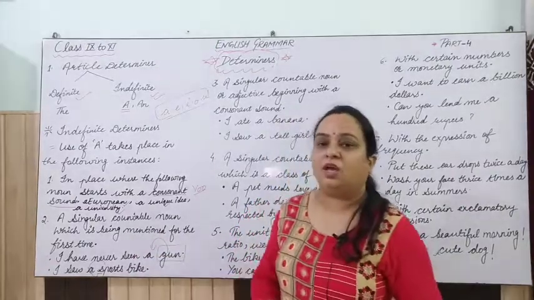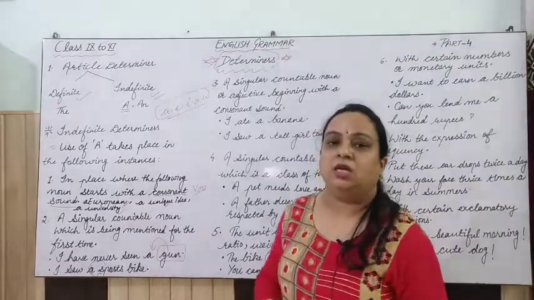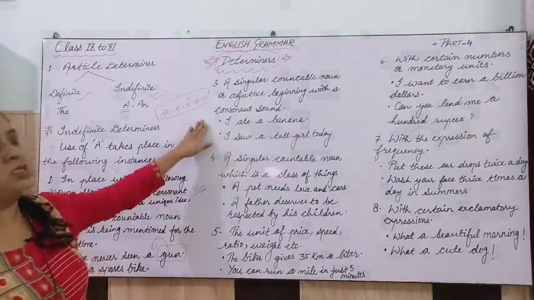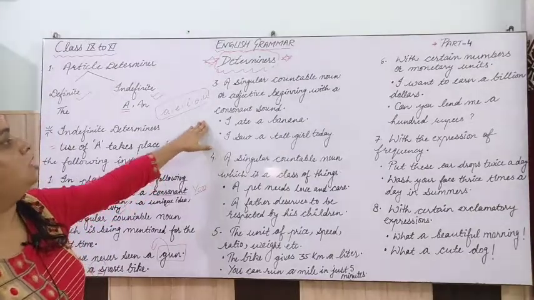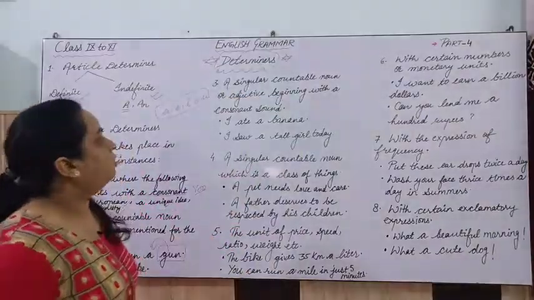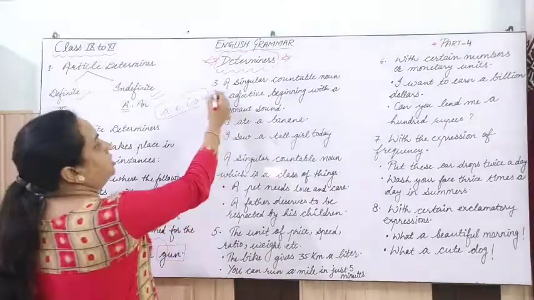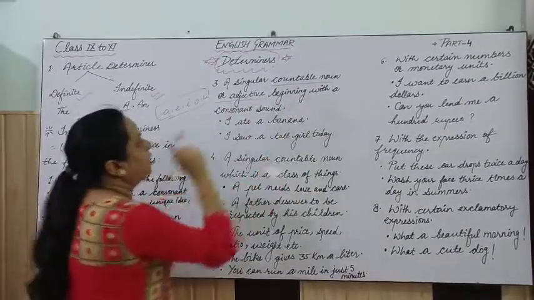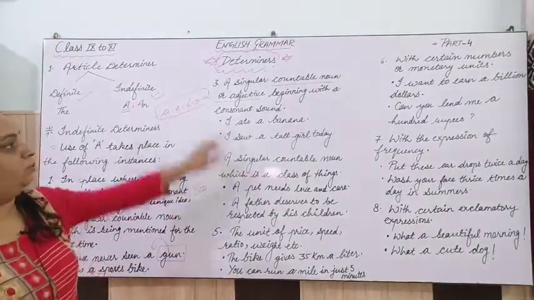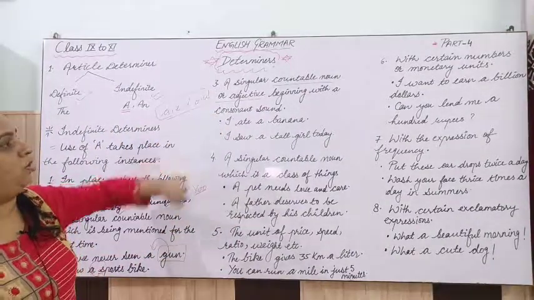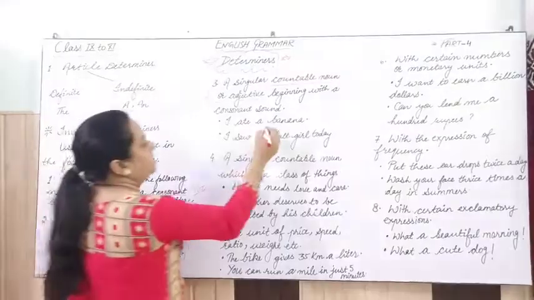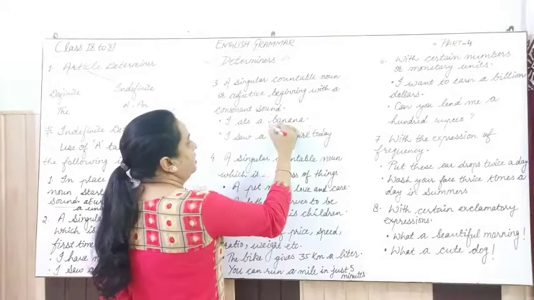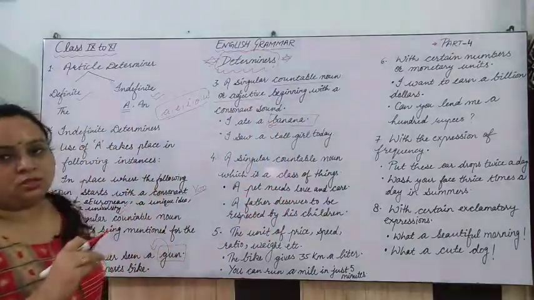Okay, so here we have to use "a" in the sentences. Now when we talk about this third rule, what is this? A singular countable noun or adjective beginning with a consonant sound. For example, I ate a banana. So banana is a noun, right? And it is starting with a consonant sound, right?